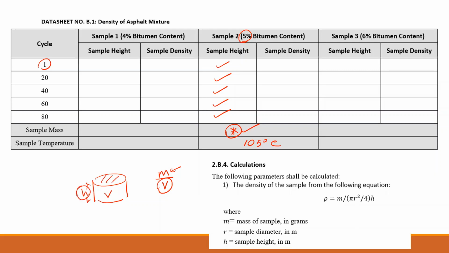So this height is changing with the number of cycles, so your density will have different values, and you need to do the calculations and find the density for different numbers of cycles. So you have this equation here, you can use it and do the calculations and fill the table for all three bitumen contents.